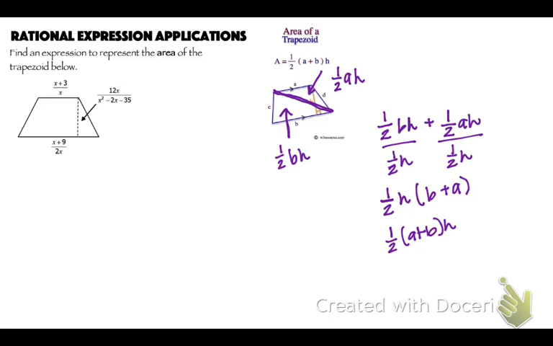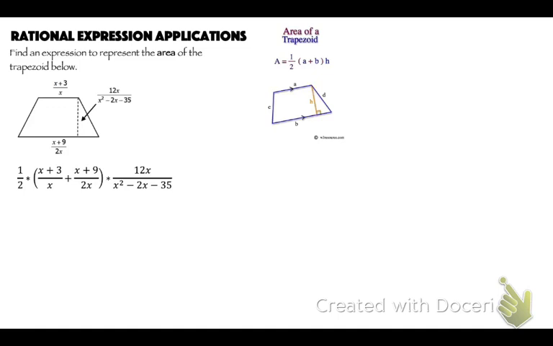So we can use that to find the area of this trapezoid here. So we're going to do 1/2 and then base 1, which will be x plus 3 over x, plus base 2, which is x plus 9 over 2x, times the height, 12x over x squared minus 2x minus 35.